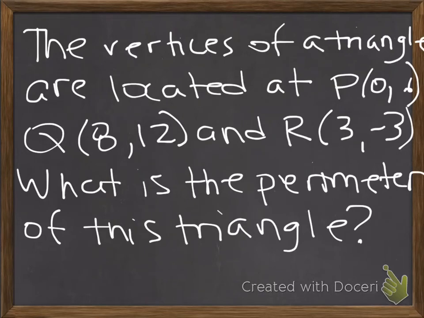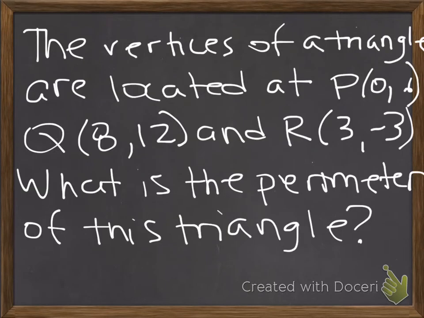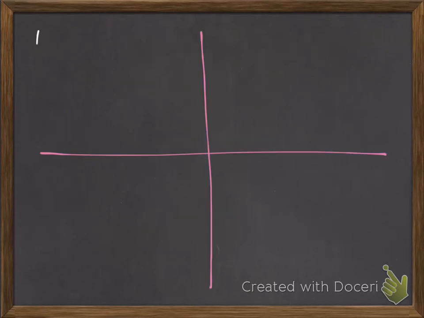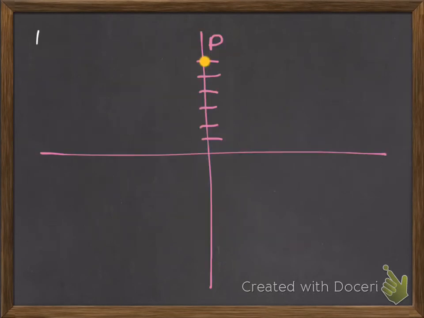Now we have the vertices of a triangle, and those are located at these 3 points. We need to find the perimeter, so we're going to probably be using the distance formula. If I were to do just a general graph here to get an idea, I have P is 0, 6. And then 8, 12 is Q.